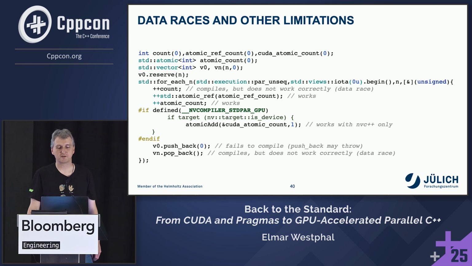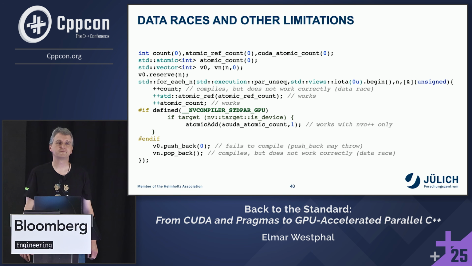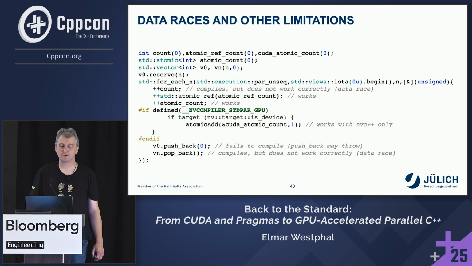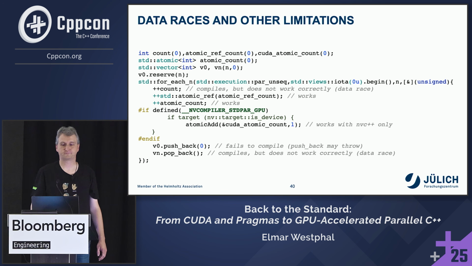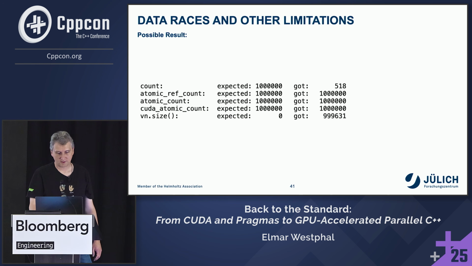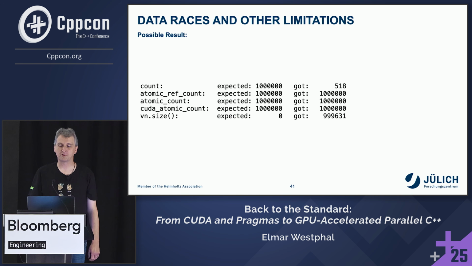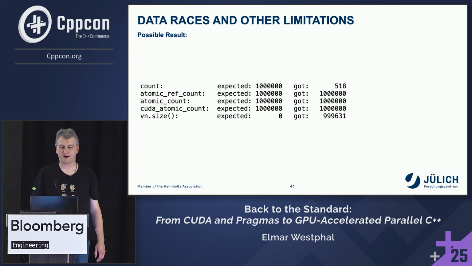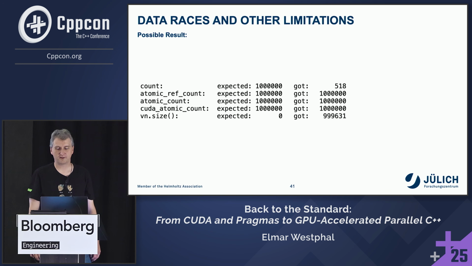Yeah, the remark was that you can use atomic ref in CUDA code, but you may not want to do this because, at least with the parallel stuff, atomic ref is much slower than the original CUDA atomic add. I'll talk to you afterwards. Okay. So, the possible result that we get out of this code looks like this. We have severe data races for count and the pop back, and therefore get not the results that we would expect.